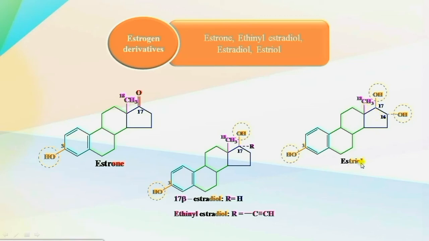Now triol indicates 3 hydroxyl groups. First hydroxyl group is attached at the 3rd position. Second hydroxyl group is attached at the 17th position, same as that of estradiol, and third hydroxyl group is attached at the 16th position by alpha bond.